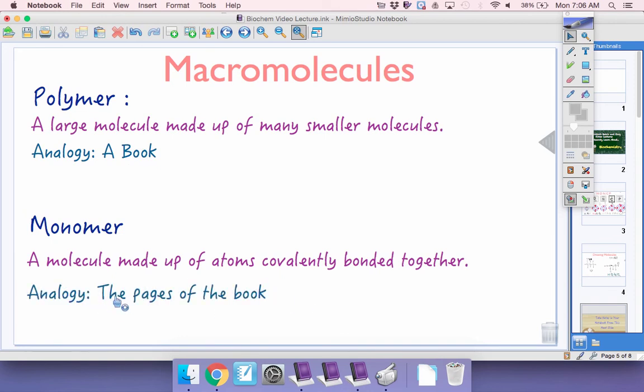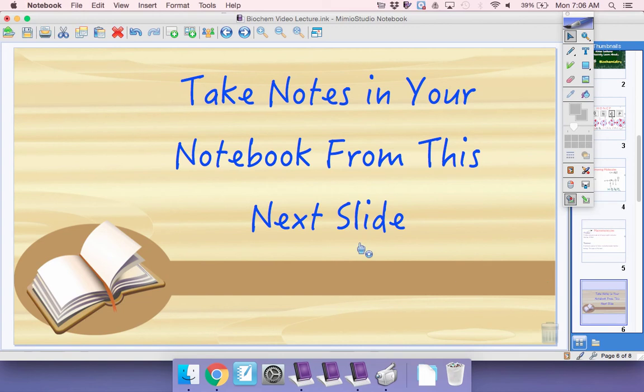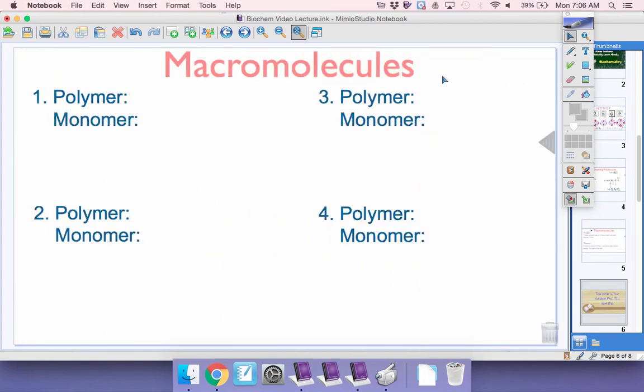I'll give you an analogy. Analogy would be a polymer would be an entire book, and a monomer would be all the pages of the book. In bio, we only deal with 4 polymers, and we'll talk about them on the next page. In our case, macromolecules are our polymers, and the pieces they're made up of are the monomers. So let's go ahead and take a look at those.